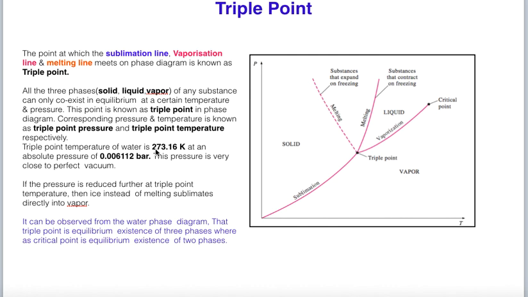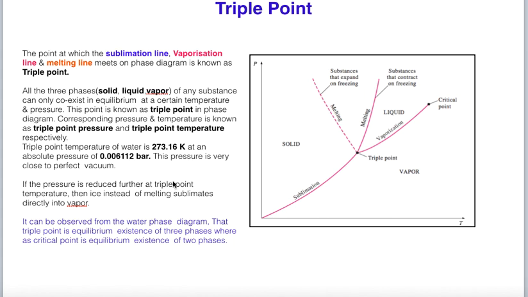So the triple point temperature of water is 273.16 Kelvin and the triple point pressure is 0.00611 bar. This pressure is very close to absolute vacuum or perfect vacuum. If the pressure is reduced further at the triple point, what is actually happening?